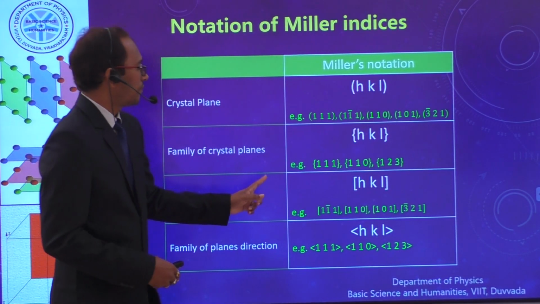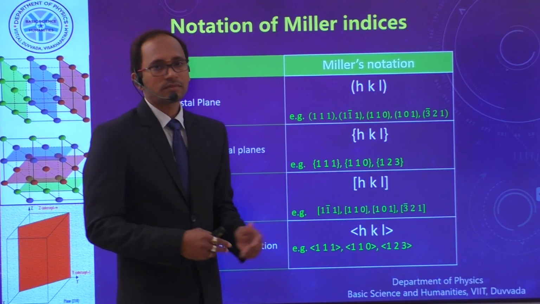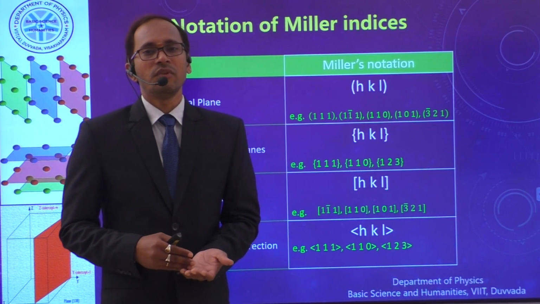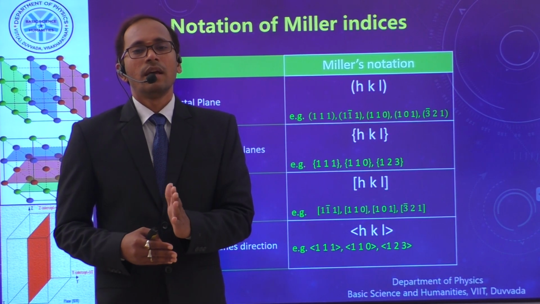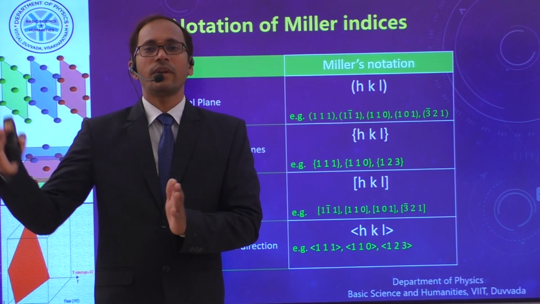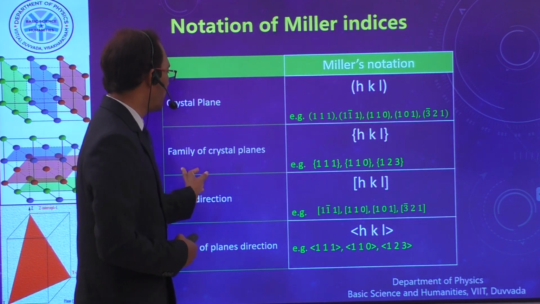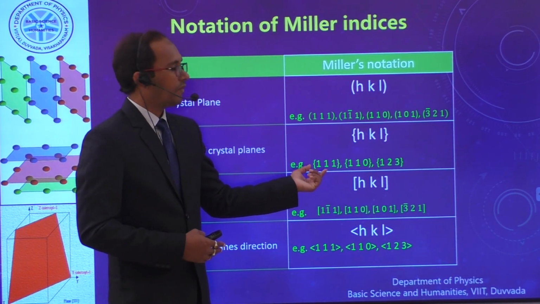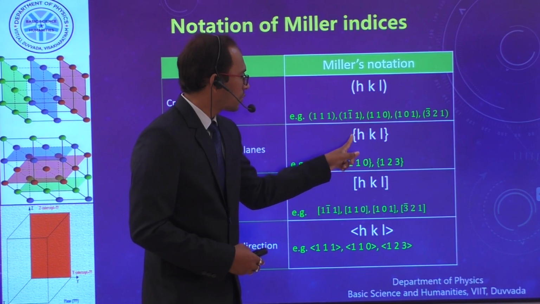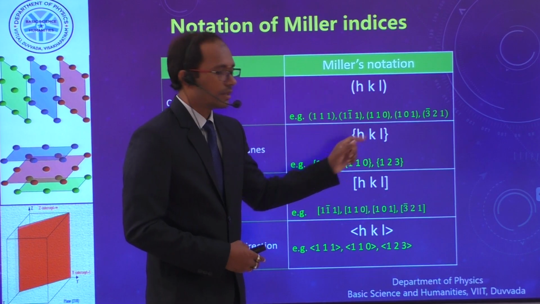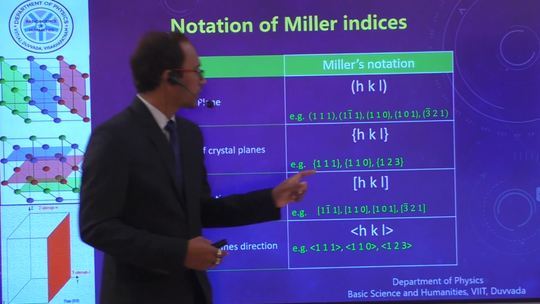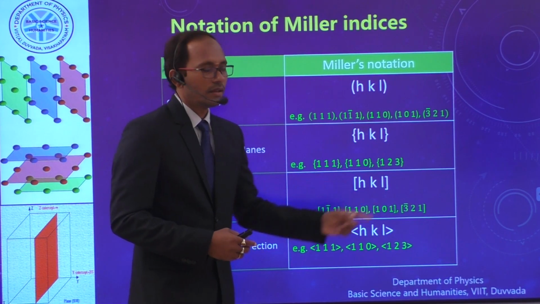Family of crystal planes. What are the family of crystal planes? For example, if you take the planes (1 1 1) and (1 bar 1 1), that means the same planes having different notations are called a family of planes. To represent more than one plane in a family, we have to put curly brackets, {hkl}. So for representing a family of planes, you have to keep curly brackets {hkl}.